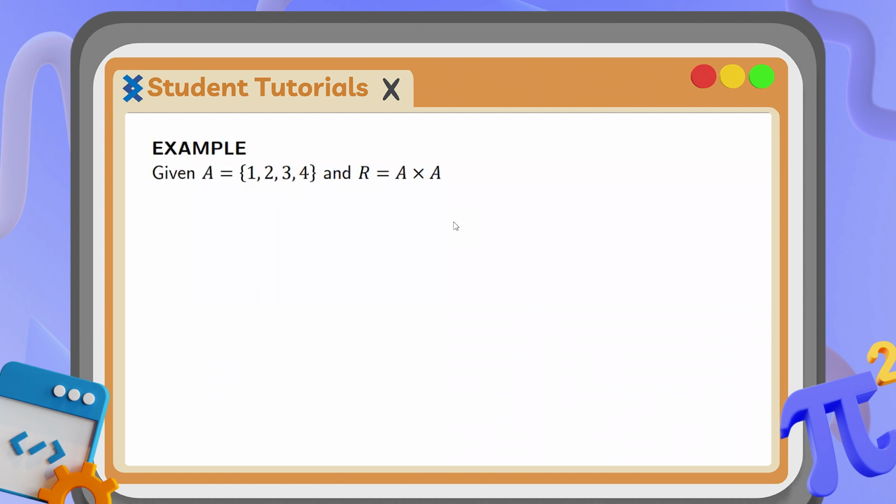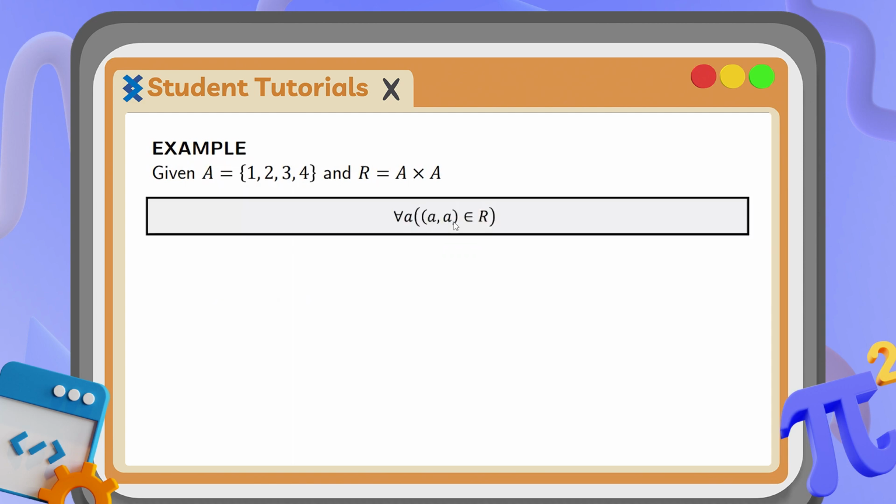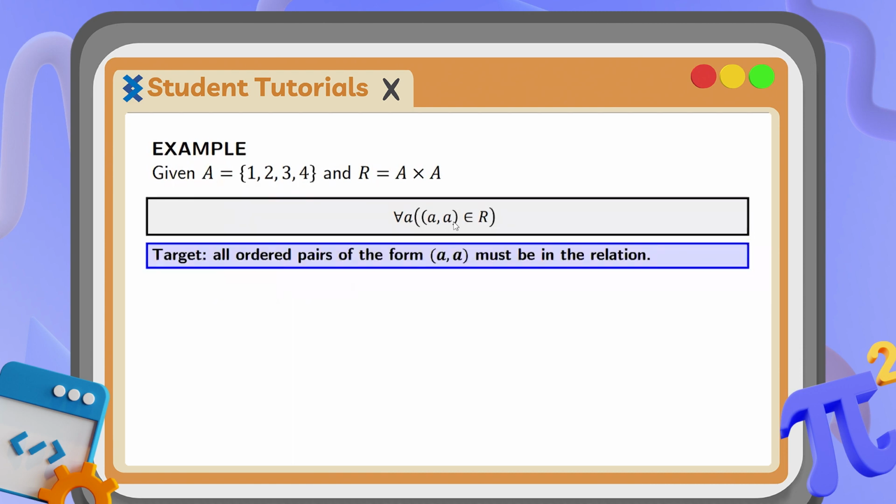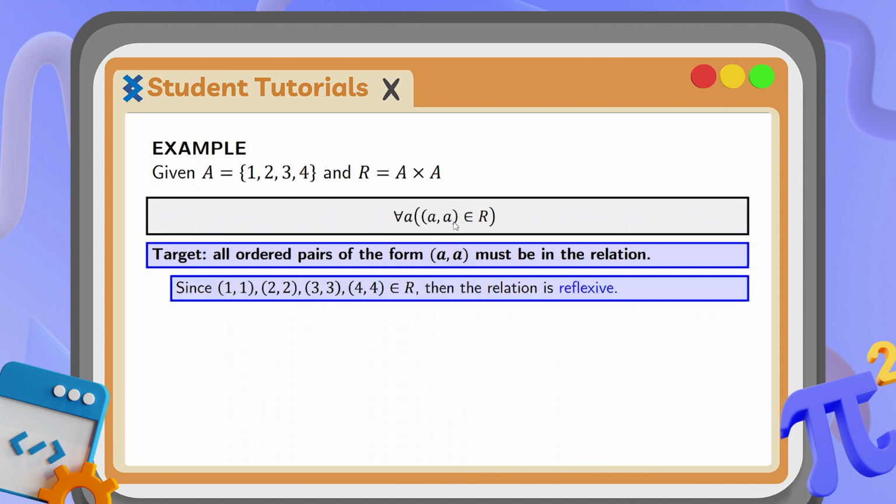An example would be, given A, which contains elements 1, 2, 3, 4, and R is the Cartesian product of A and itself, is the said relation reflexive? Our target is that all ordered pairs of the form (a, a) must be in the relation. Since (1, 1), (2, 2), (3, 3), and (4, 4) are in the relation, then the relation is reflexive.